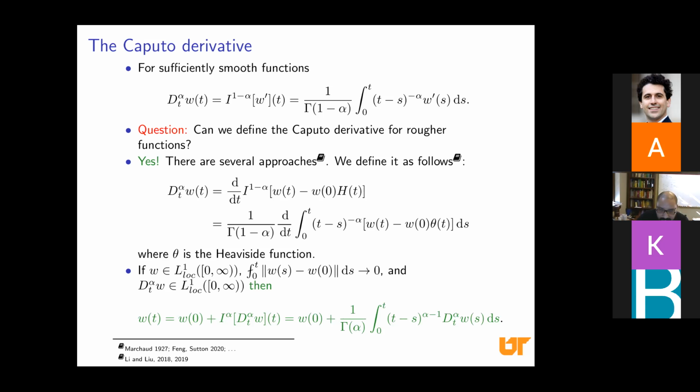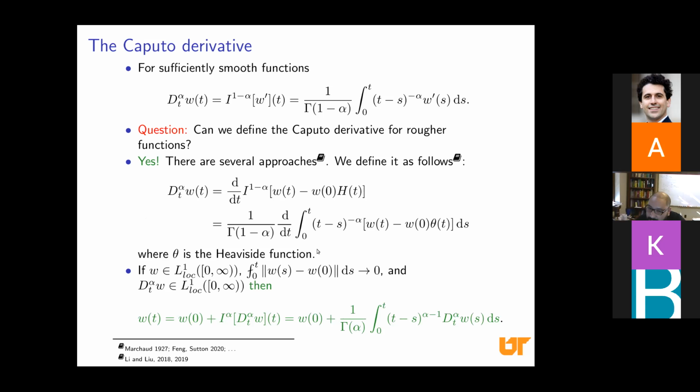And I see now that I have a typo here. This H and theta should be the same, the Heaviside function. So now this definition makes sense even in the sense of distributions. This can be applied even to distributions because they show that this operation forms a convolution semigroup and some other properties. The point is that this definition makes sense for a much more general class of functions. And so this is the one that we're going to adopt. So the Caputo derivative. Yes, question.